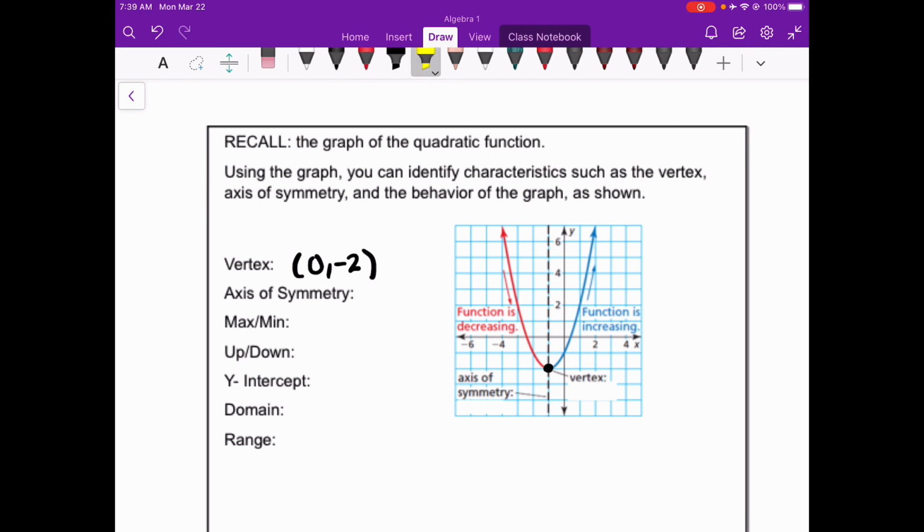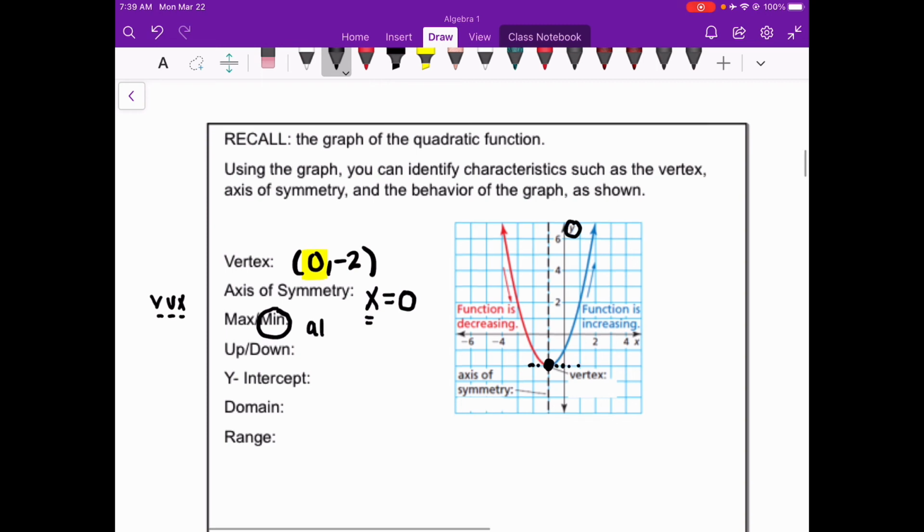Your axis of symmetry is the x value of your vertex. So the x value of your vertex is 0. And you always want to write it as an equation, an x equals equation. Remember, it's a vertical line, undefined slope, x equals. This graph has a minimum because the vertex is on the lowest point of the graph. And the minimum value, look at where it hits the y-axis, is at -2.